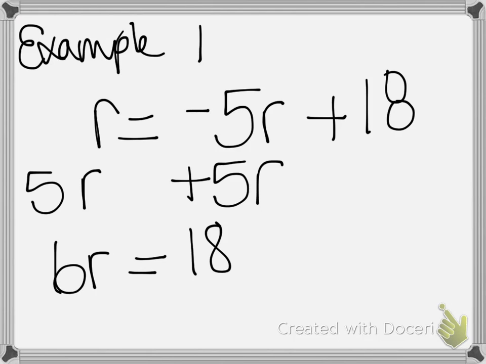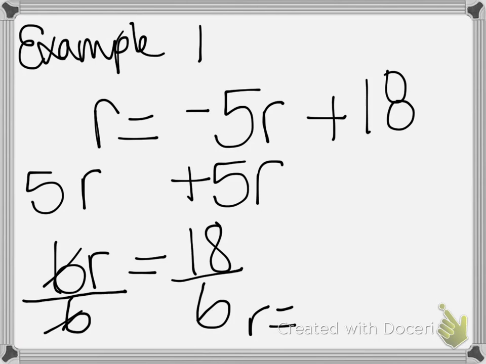Next I'm going to multiply or divide, and since this is 6 times r over here, if I divide both sides by 6, and I'll show I'm going to cancel those, so then that says r equals 18 divided by 6, which is 3. Alright, that was a simpler example.